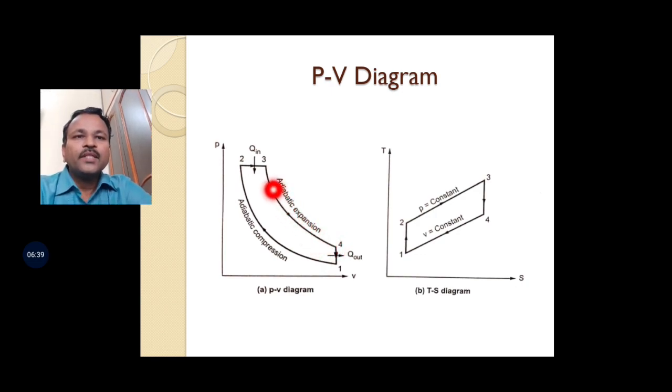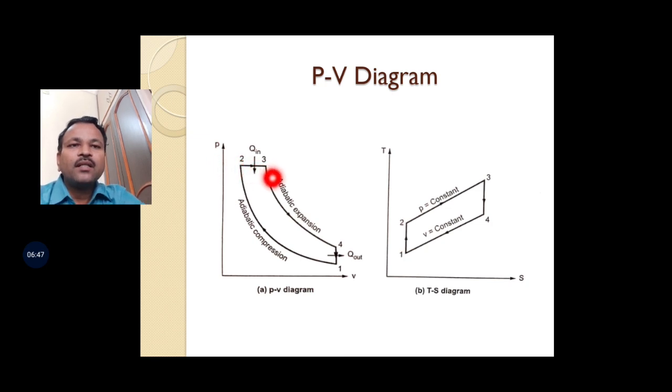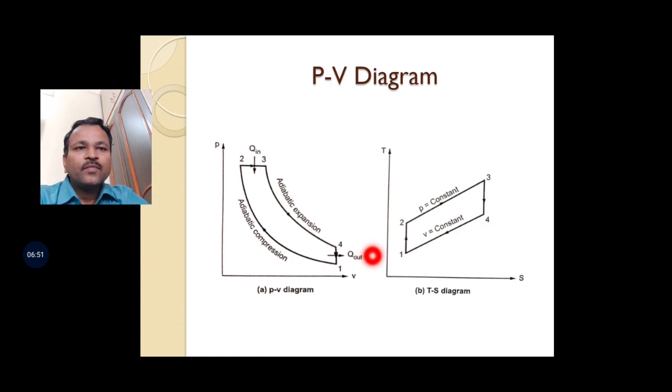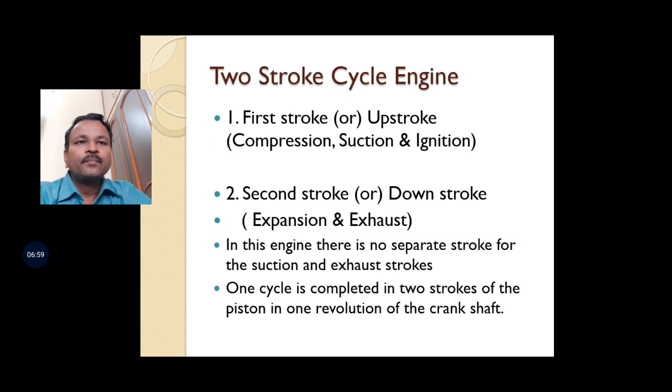Constant pressure cycle means the pressure remains the same. Pressure is not changing. This pressure remains the same; it will not change at all. That is a constant pressure cycle. This PV diagram you should draw when they ask in an examination. Next is the TS diagram, the temperature entropy diagram.